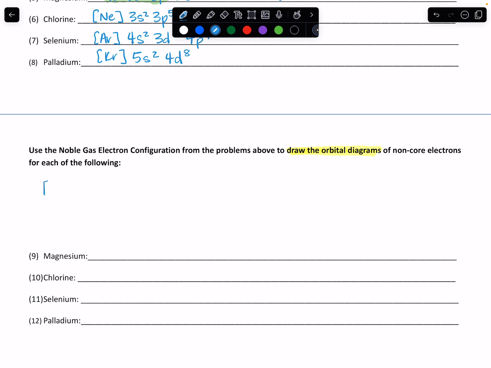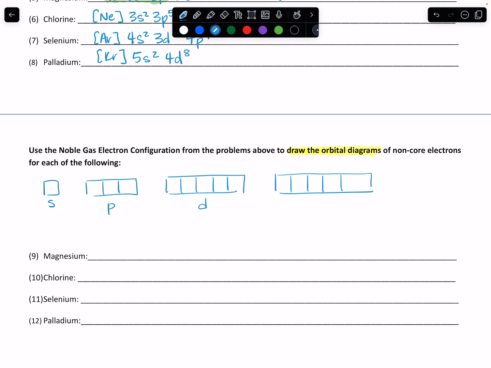Now, when we draw these, a single box for s, 3 boxes for p, 5 boxes for d, and then 7 boxes for f. You can also use lines if you want. 1 line for s, 3 lines for p, 5 lines for d, 7 lines for f. I like to use boxes. It's just the way I learned, so that's what I do.